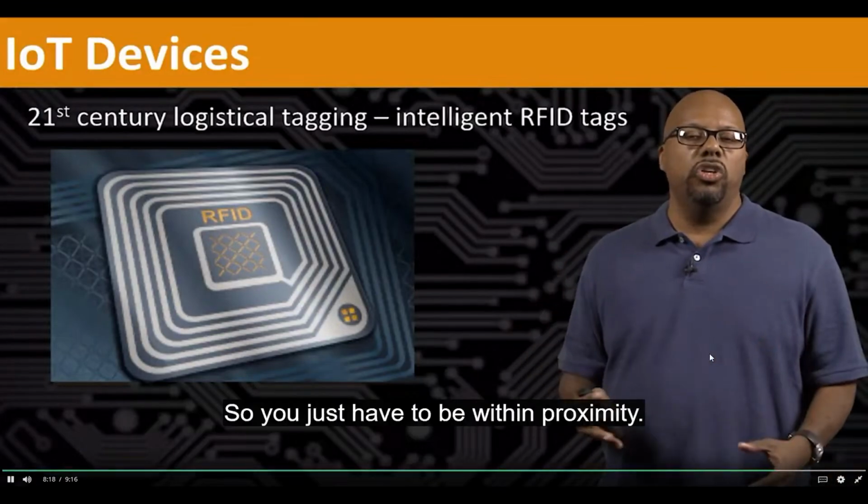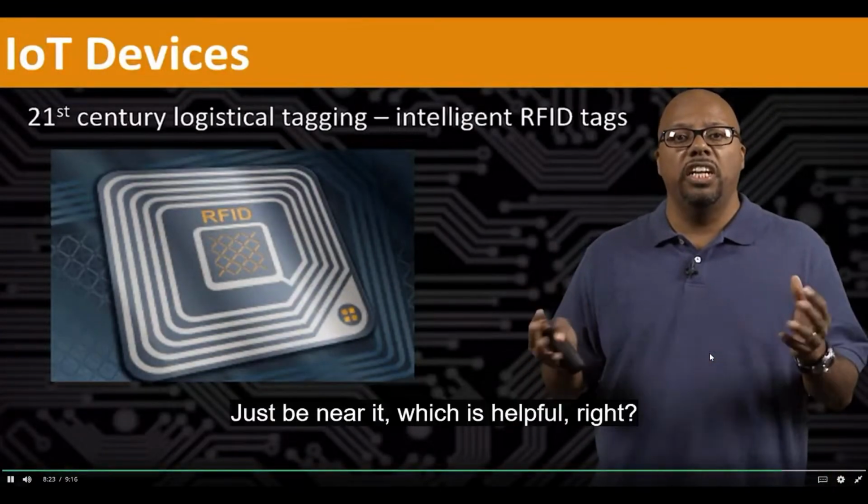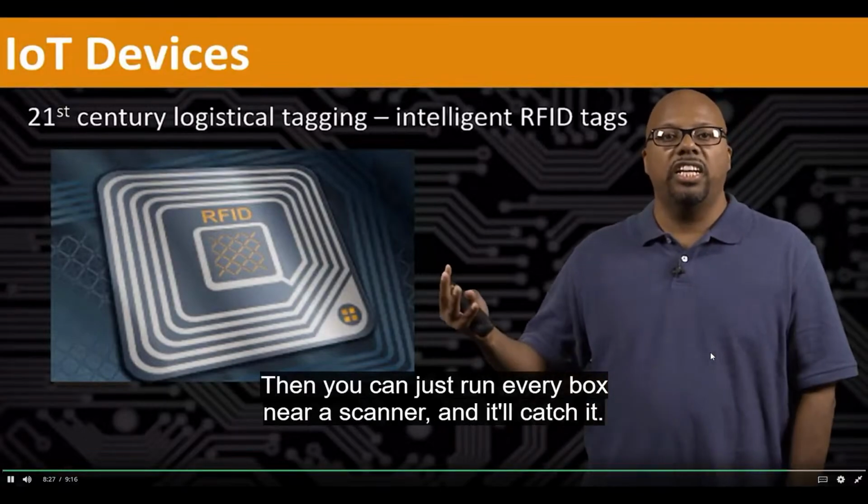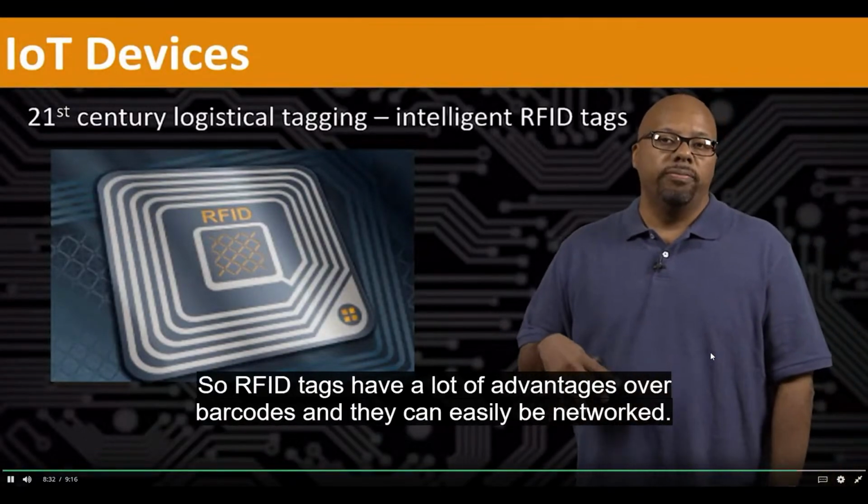With RFID tags, there's a range. So you don't have to be within proximity. You don't have to have any particular orientation, just be near it, which is helpful, right? Then you can just run every box near a scanner and it'll catch it. So RFID tags have a lot of advantages over barcodes, and they can easily be networked.